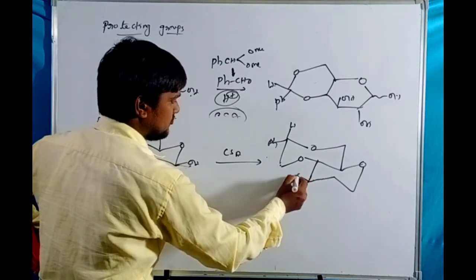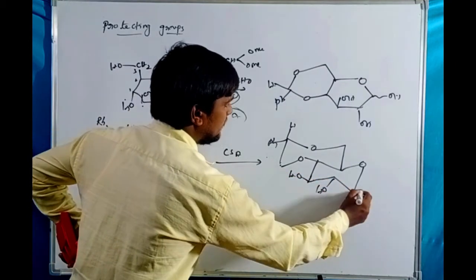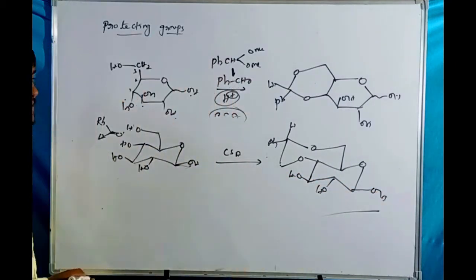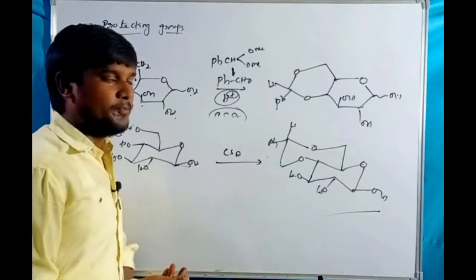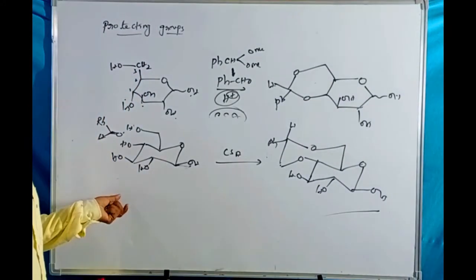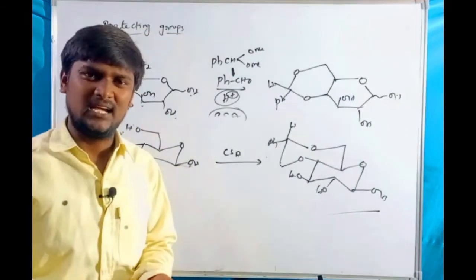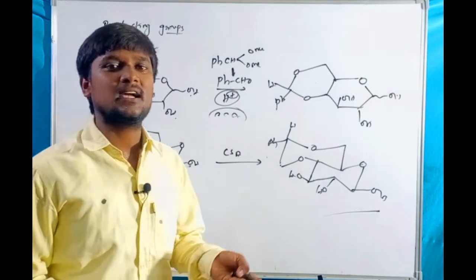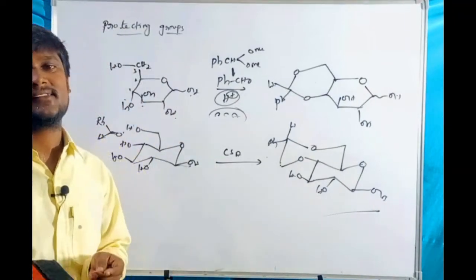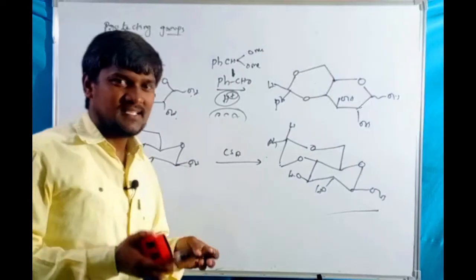So this is a very interesting diagram. So here it is the protecting group of our carbohydrates. The generally used protecting groups are acetones or aldehydes. Okay, ketones or aldehydes give the corresponding acetals and benzylidene, ethylidene products. Okay, that's all for this video.